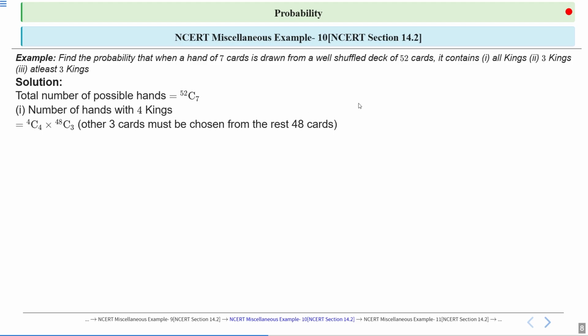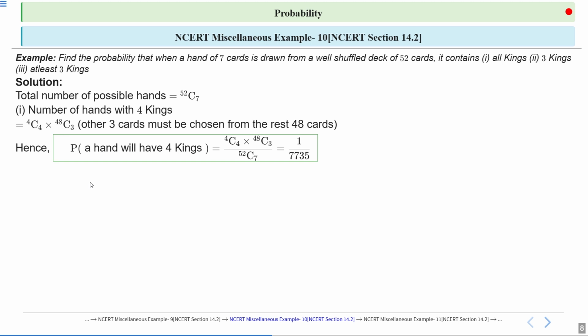How do we get this? Because we have to draw 7 cards, and out of these 7 cards, 4 cards are kings and the other cards must be chosen from the remaining 48 cards. We can do this in 4C4 times 48C3 ways. So what is the probability that a hand of 7 cards drawn from a well shuffled deck of 52 cards contains all kings? The probability a hand will have 4 kings, meaning all kings, because in a deck of 52 cards we have 4 kings, is 4C4 multiplied by 48C3 divided by 52C7.